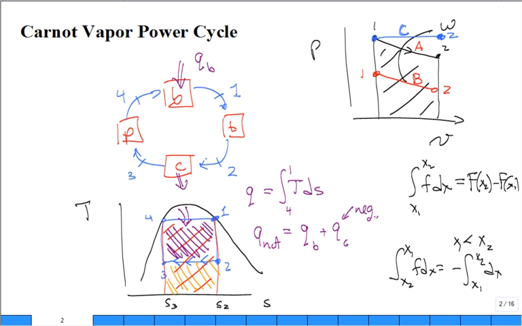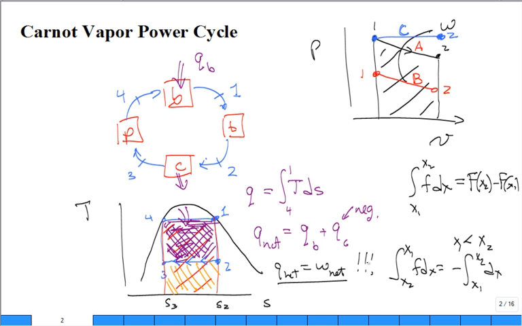All right? And so visibly, this area here is the Q net of the cycle. That's why we like the temperature entropy diagram, one of the reasons we like it. So the Q net of the cycle is also equal to the work net of the cycle. Is that true? Where did we get that from? Conservation of energy, that's right.